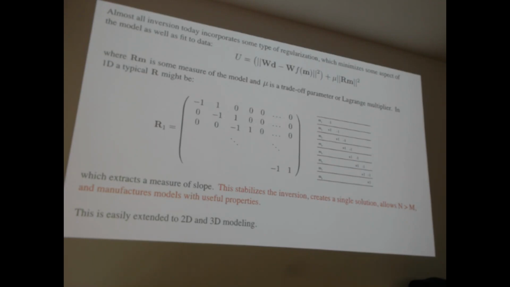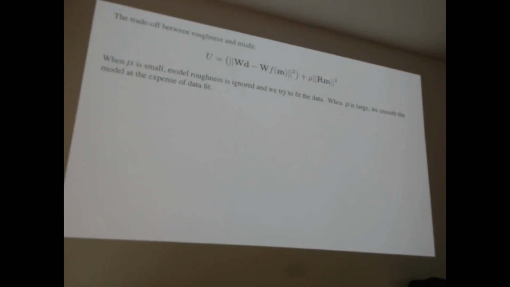This does great things. It stabilizes the inversion, so it means the inversion knows where it's going. It can create a single solution where we know that there are an infinite number of possible solutions. There's only one smoothest model, and it allows your model parameters to be more than your data measurements. And this is a simple one-dimensional picture, but this is easily extended to 2D and 3D, where you take measurements between pixels in every direction. So this is the basic regularization approach.